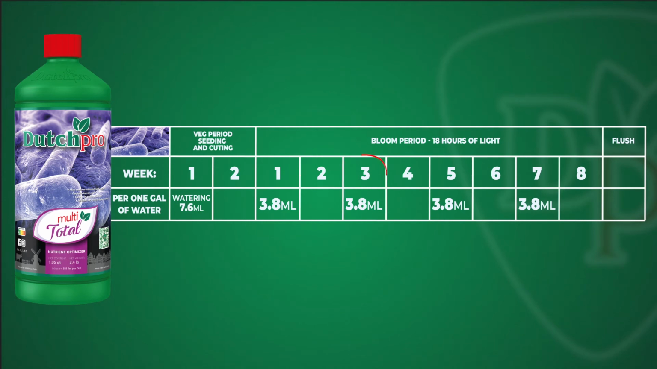Then the third week you feed them multi-total again every time you feed your plants. The fourth week you don't feed them multi-total. You keep repeating this process all the way till the end of your plant's life cycle. Multi-total can be used in a hydroponic setup, coco or soil substrate.